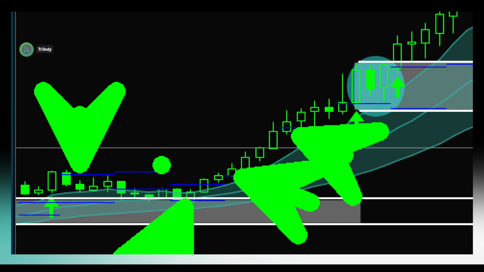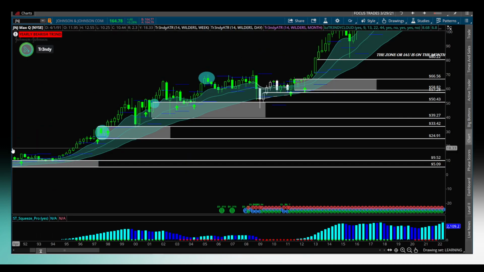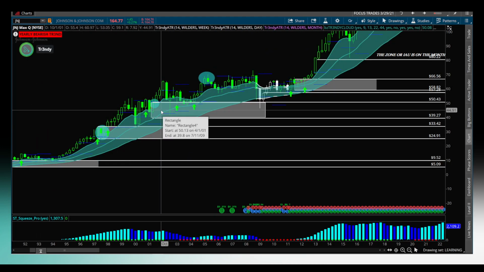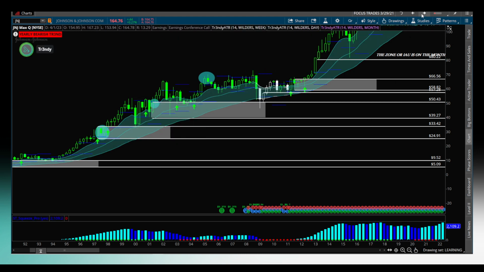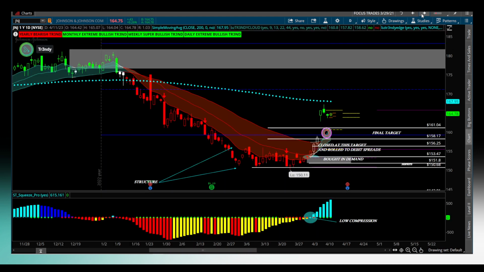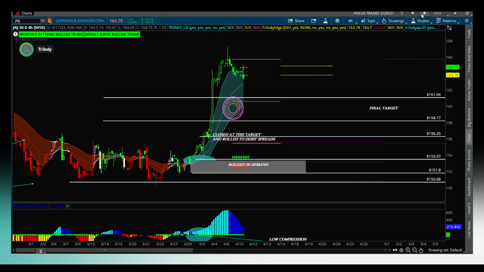I did this because I cannot go to every chart and figure this out with you. I can show you how to do it. Okay. But we have trendy edges for every time frame. These trendy edges help to find the playing field.